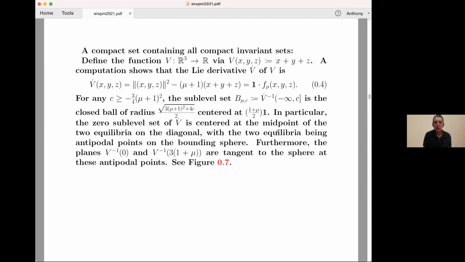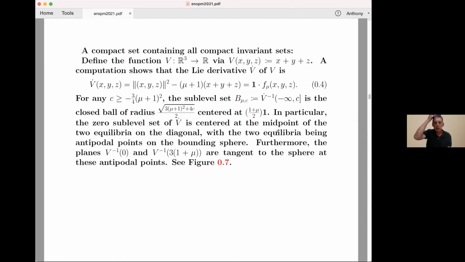I compute the Lie derivative of v, so the derivative along the flow. And for any c greater than 0, the sublevel set, v dot to the minus 1, is the closed ball of radius the square root of (3 times (mu plus 1) squared plus 4c) over 2, centered at (1 plus mu) over 2 times (1, 1, 1). So that's that ball. That's what we're looking at.